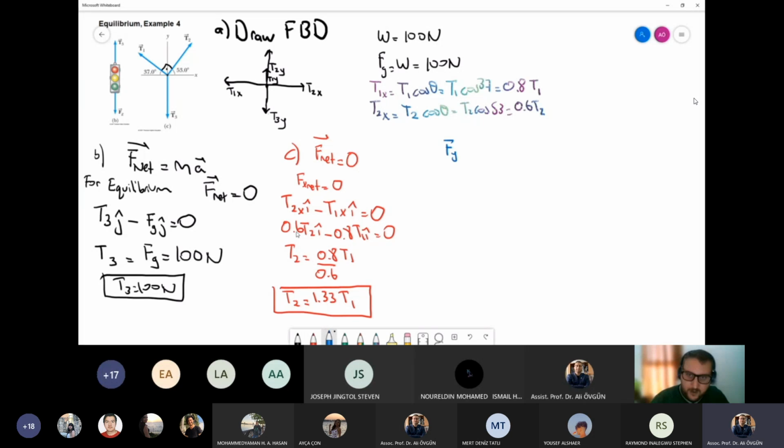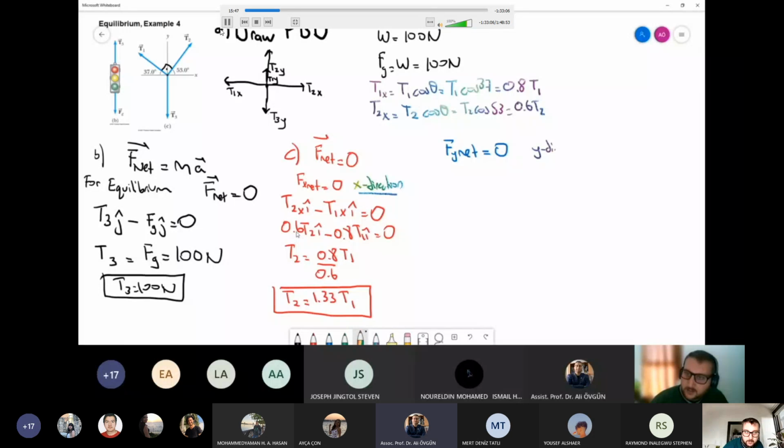Fy net equal to 0. Okay, this is for the x direction. And this is for the y direction. Okay, so what are the forces on the y-axis?